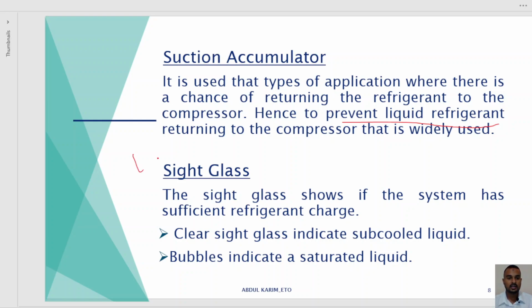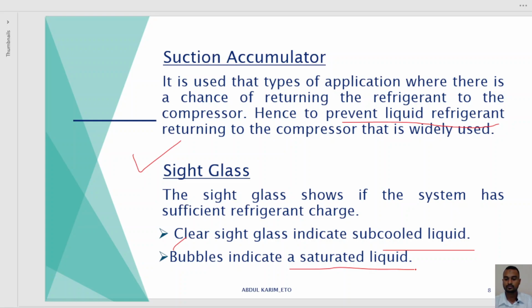So this is the sight glass. The sight glass is mainly used to observe or assess the condition of the refrigerant in the pipeline. A clear sight glass indicates subcooled liquid and bubbles indicate saturated liquid.